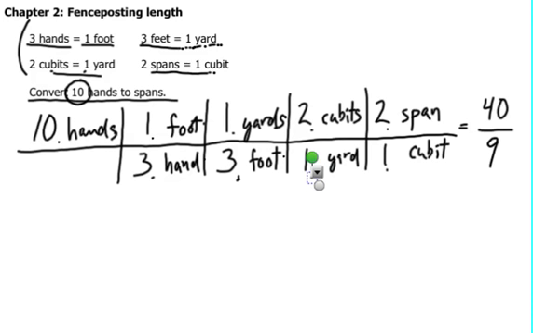Now you can't just simply leave it like that. You have to actually divide it out. We don't want fractions. The answer is 4.44. Okay. And again, don't forget your units. And we have converted this now to spans. So final answer, 10 hands equals 4.44 spans. That's fence posting.